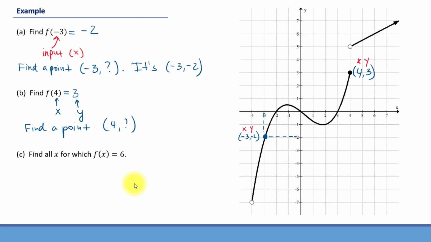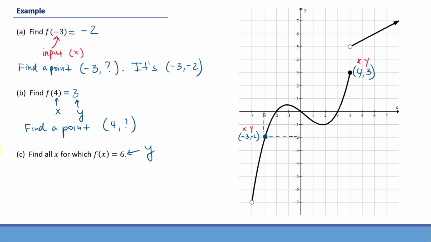Now let's switch things around, and for the next question, let's try to find all x for which f of x equals 6. Notice that this time we're not given x. We don't know what x is. We need to find it. But we know the function value, f of x equals 6. So function notation, f of x, is another way to represent y, or the output. In other words, we're given the y value this time, and we need to find the corresponding x values.